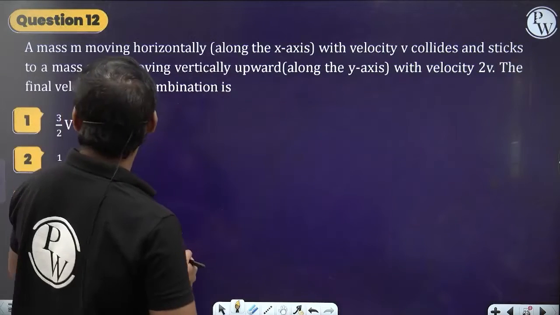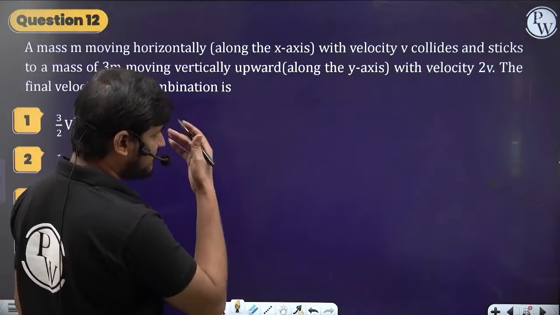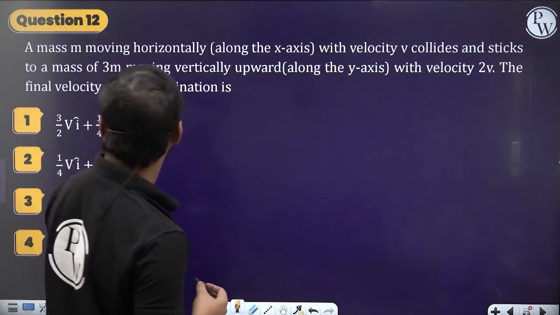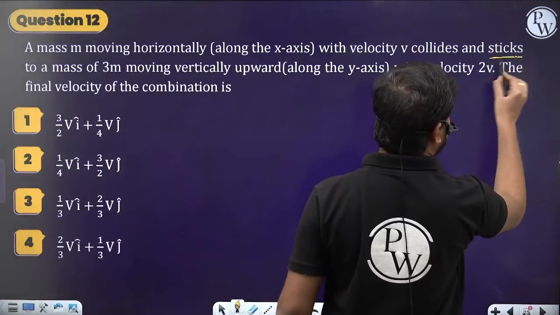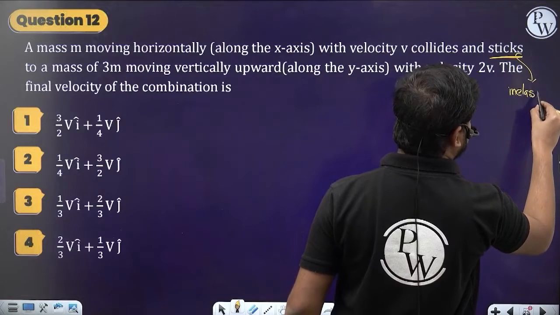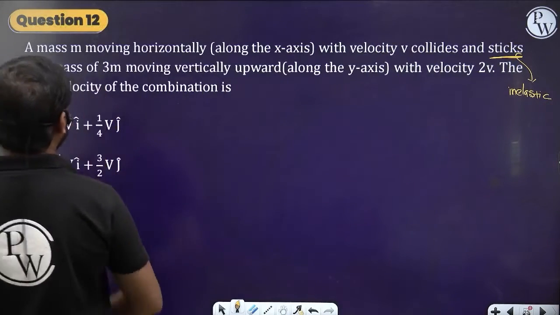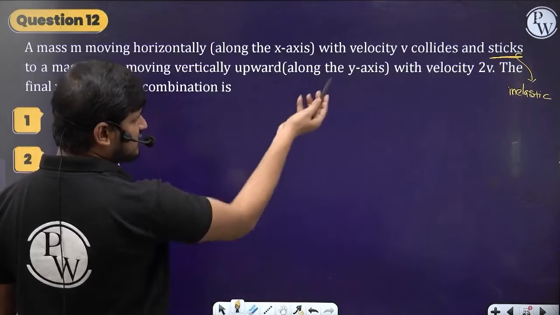What does the question say? A mass m moving horizontally along the x-axis with velocity v collides and sticks to a mass. Sticks to a mass means a hint is given here. So what's the collision type? It's an inelastic collision, right? And then sticks to a mass of 3m moving vertically upward along the y-axis with 2v.